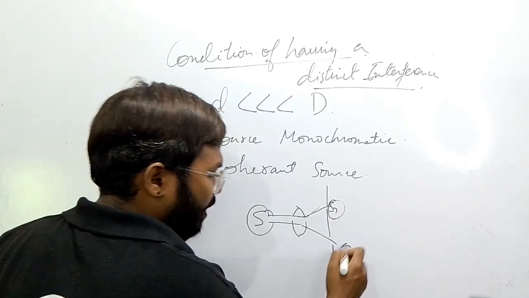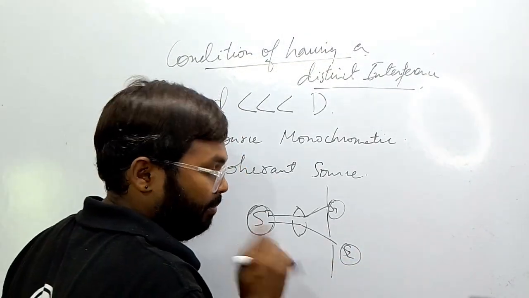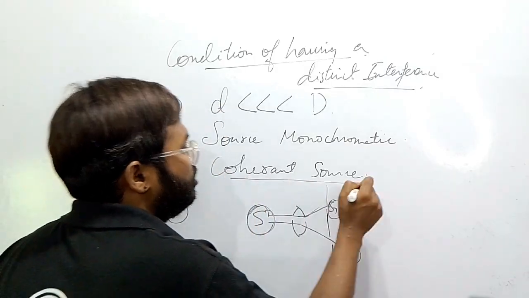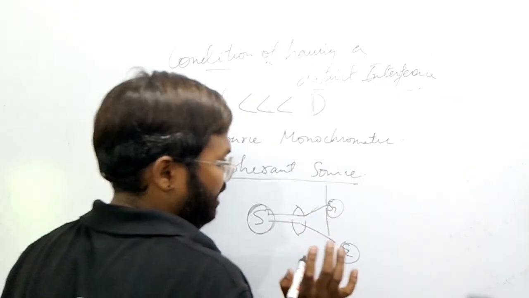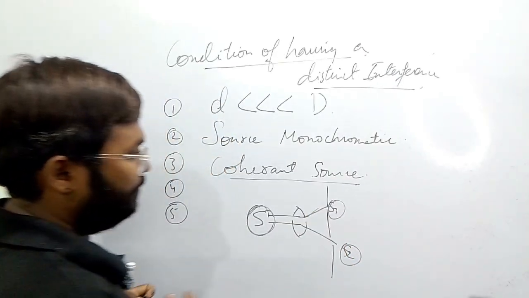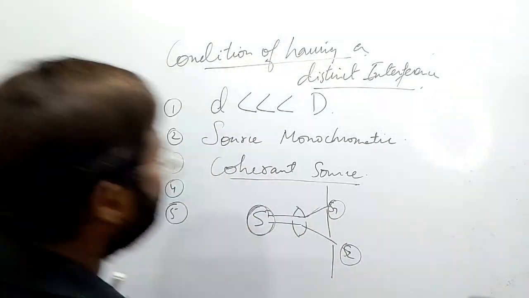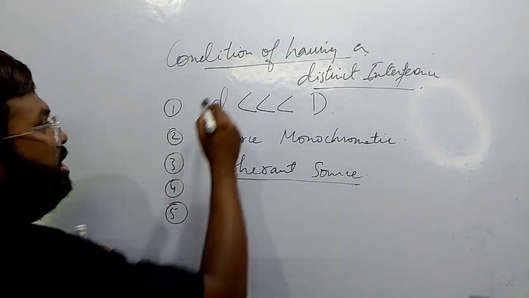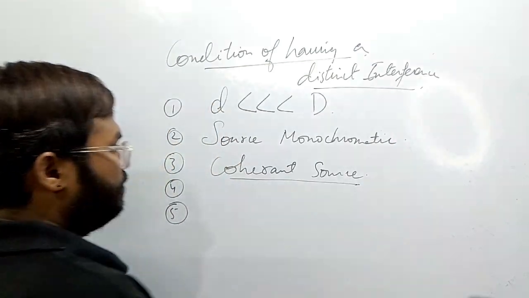Look, the frequency totally depends upon the source, but the wavelength may change due to the medium. So you should have a coherent source. That means the phase difference should be constant with respect to time. Clear? So you should have a coherent source, a monochromatic source, and then the distance between the two slits should be very small compared to the distance between the screen and the source.